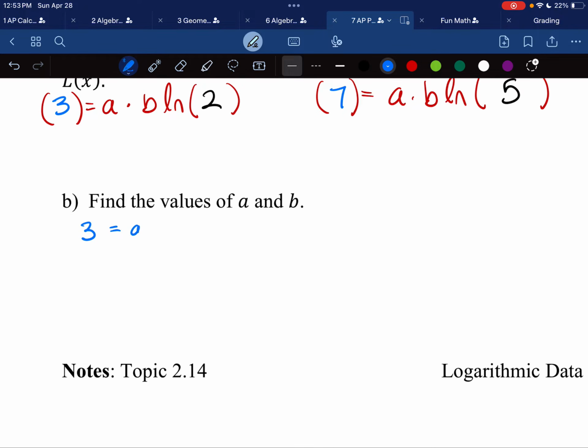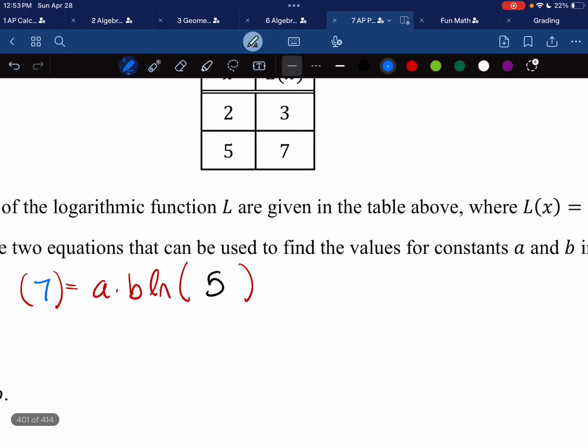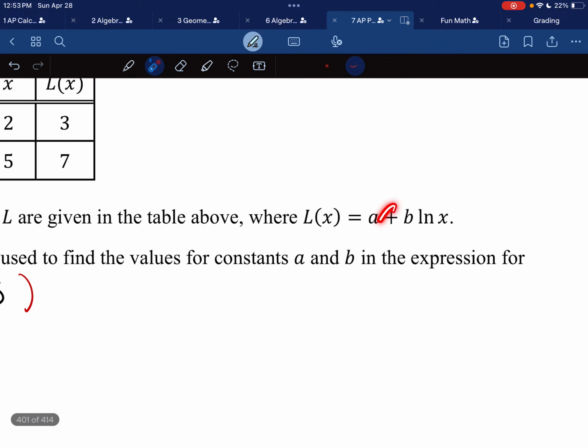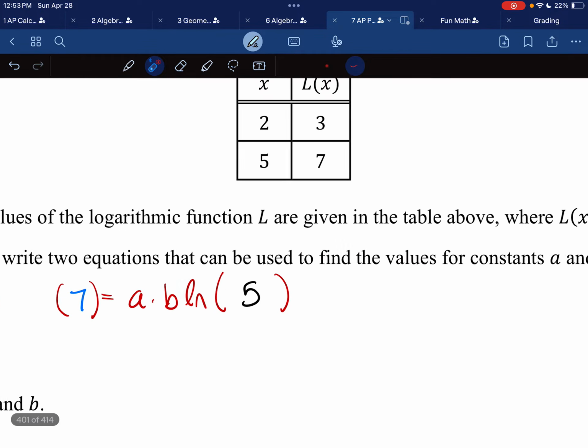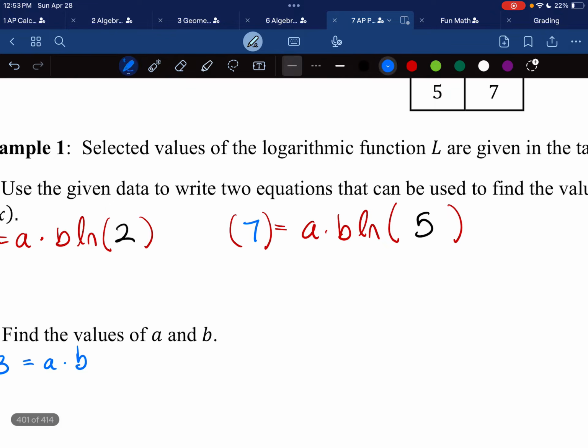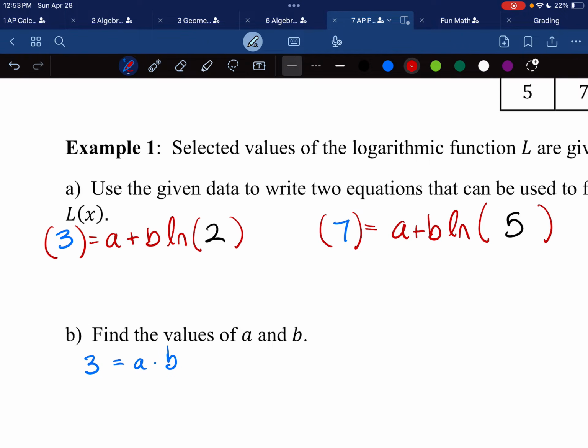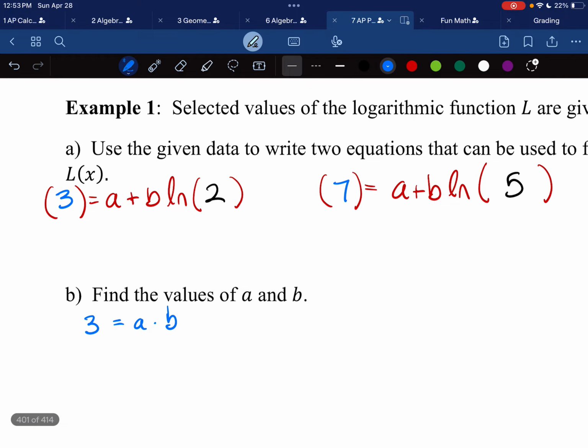So let's say 3 is equal to a times b. Is it a times b or a plus b? Oh my goodness, I've been copying it down wrong. It's supposed to be a plus b. I apologize. Let's come back here and fix that. So this should be a plus b and a plus b. Okay, so down here it should be a plus b times natural log of 2. So a plus b times natural log of 2.